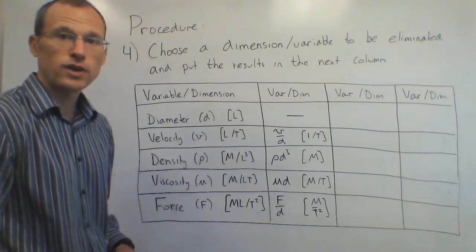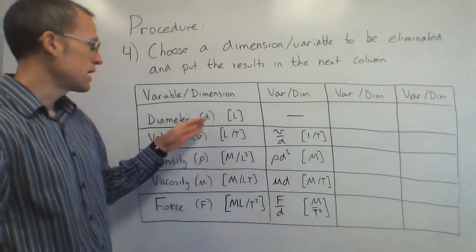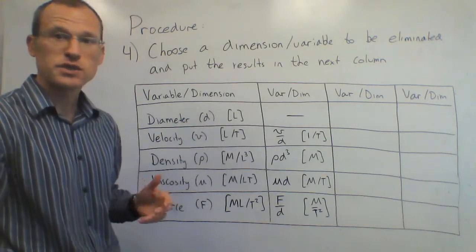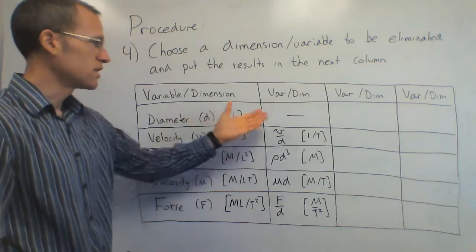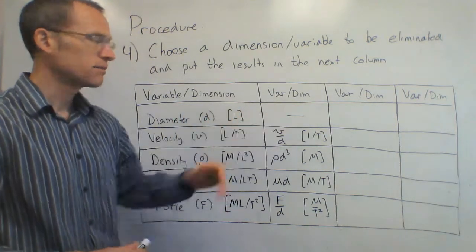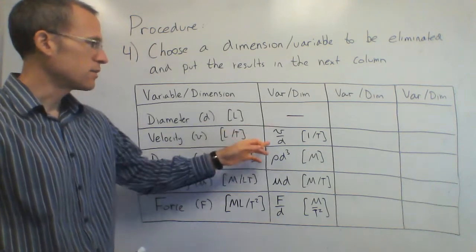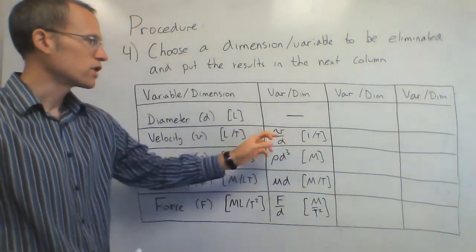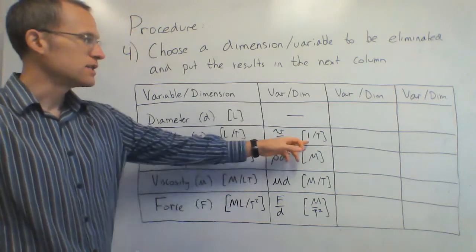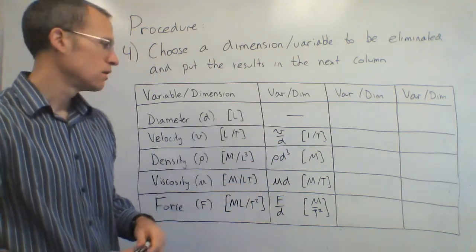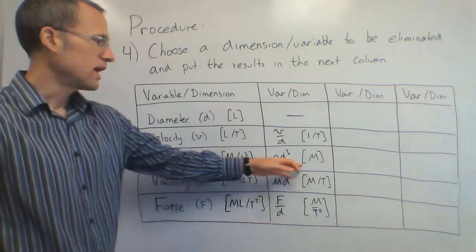What I end up with when I do that: diameter, d, is what I'm actually using to eliminate things. So it divided by itself just gives me nothing. That one basically gets crossed out. Then as I said, velocity divided by diameter now gives me units of 1 over time. So this variable combination has units of 1 over seconds. Rho d cubed has a unit of a mass.